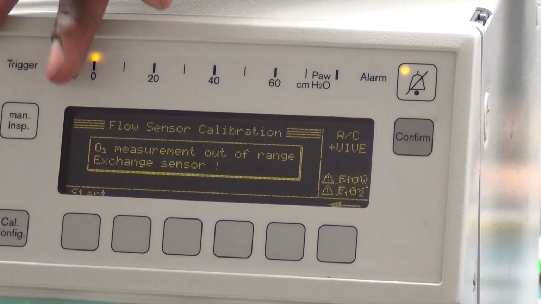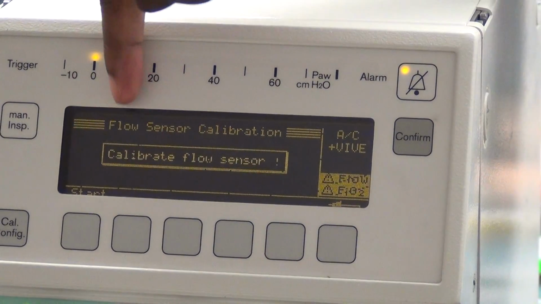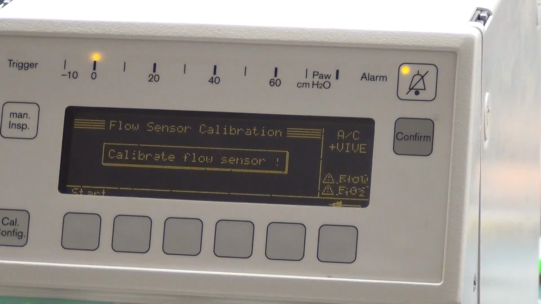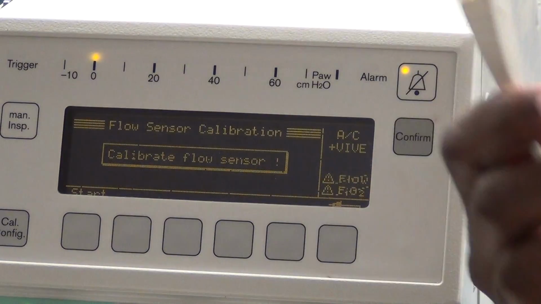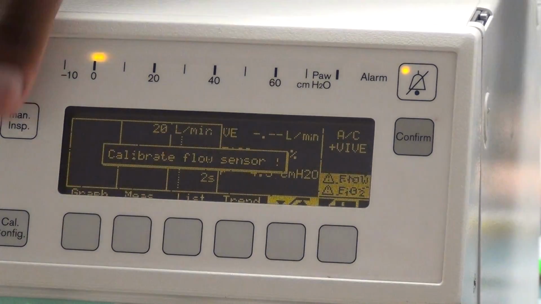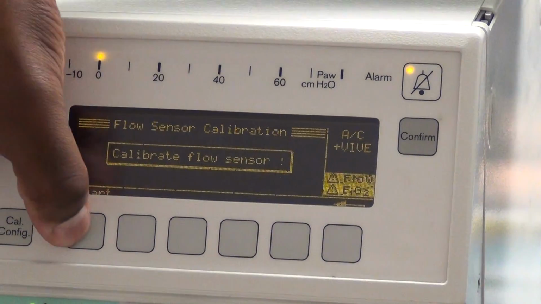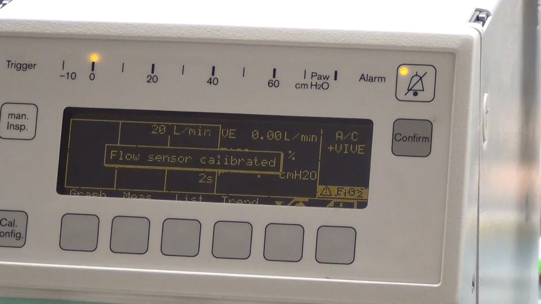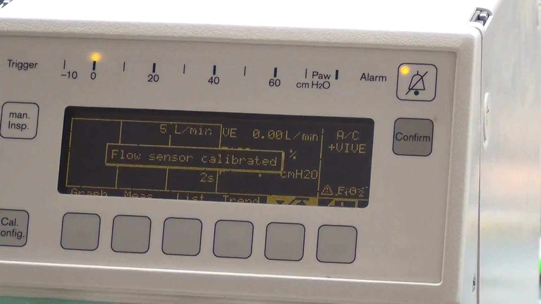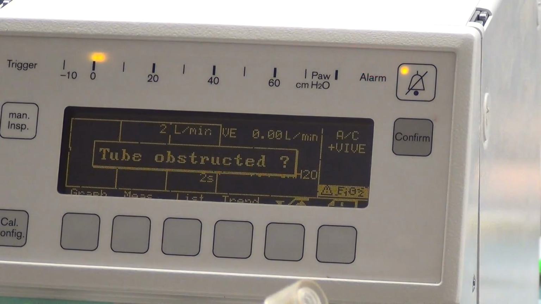So that we can see the instructions on the screen, we press the confirm. That clears everything out. And so now it's telling us that we need to calibrate our flow sensor. In order to do that, we occlude both ends of the sensor. We press the start button. And now it tells us that our flow sensor is calibrated. So something very easy, very simple, straight to the point.